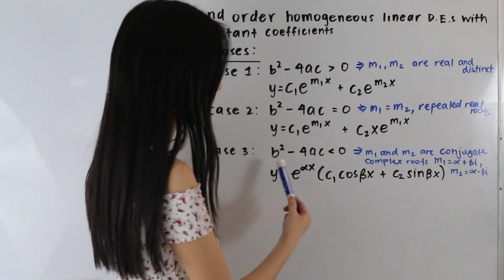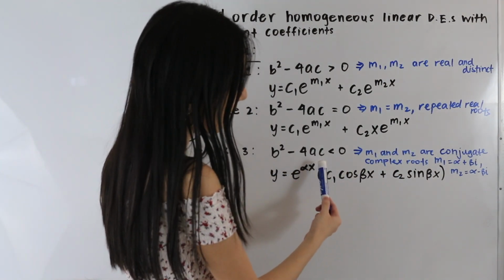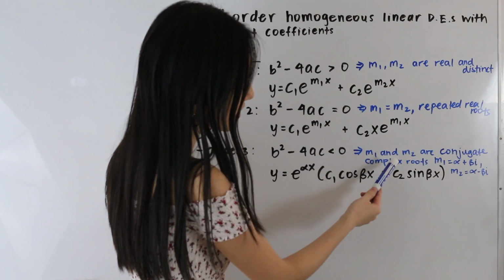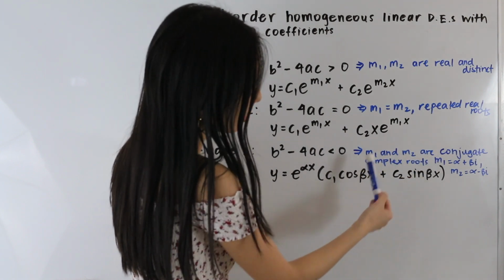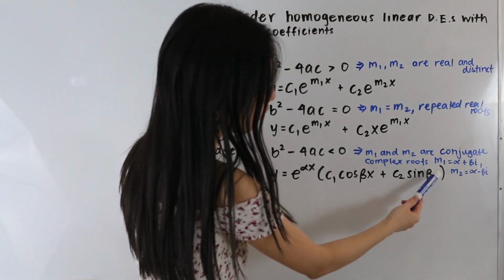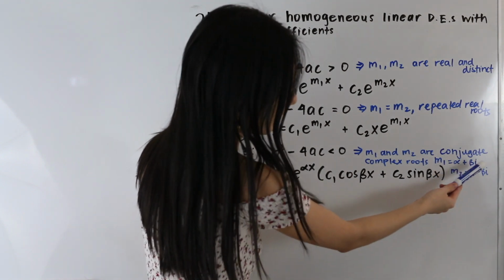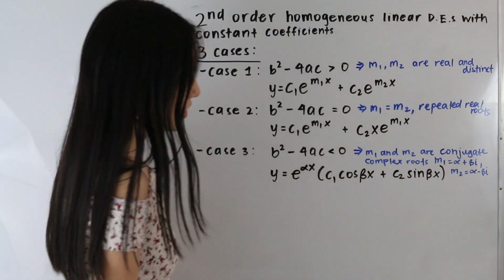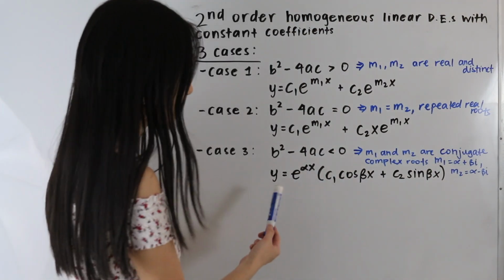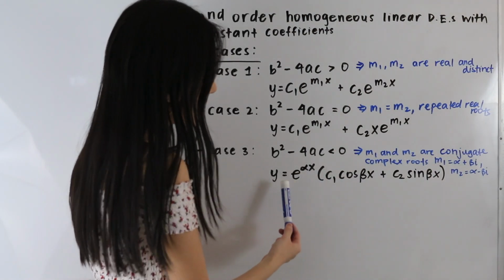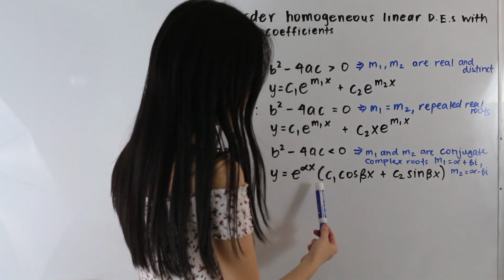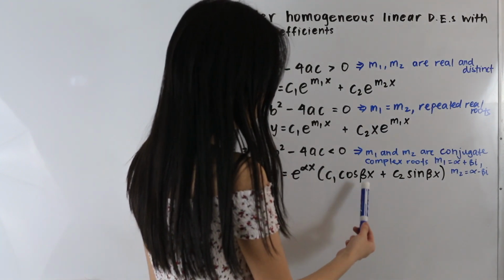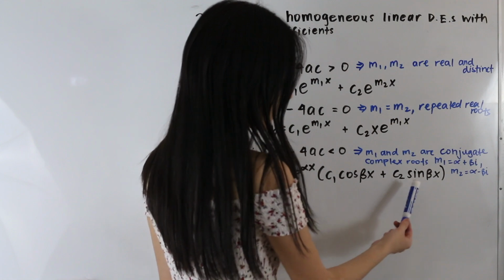So in this last case here, the discriminant is less than 0, and in this case we have m1 and m2 are conjugate complex roots, and so we have m1 is equal to alpha plus beta i, and m2 is equal to alpha minus beta i. And so in this case here, our general solution is of the form y is equal to e to the alpha x times c1 cosine beta x plus c2 sine of beta x.